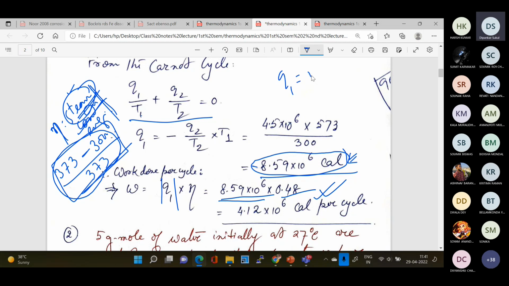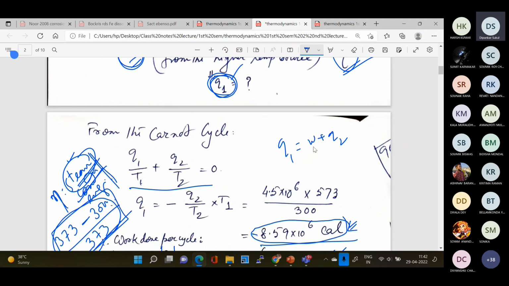Q1 is equal to W plus Q2. Yes, you can. Sir, then can't we say that Q1 will be equal to 4.5 into 10 to the power 6 into 100 by 48? Sir, because Q2 amount of heat is 100 by 48 people. You don't know the W. In this problem, we don't have Q1, we don't have W.